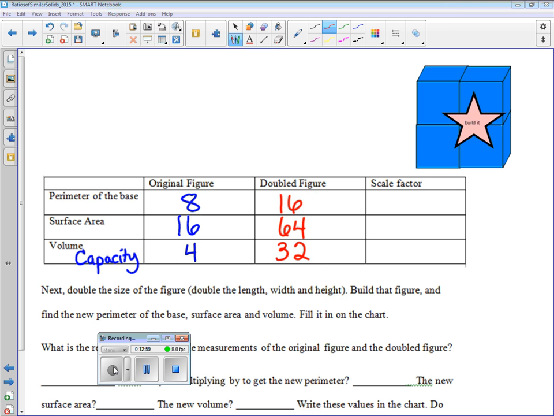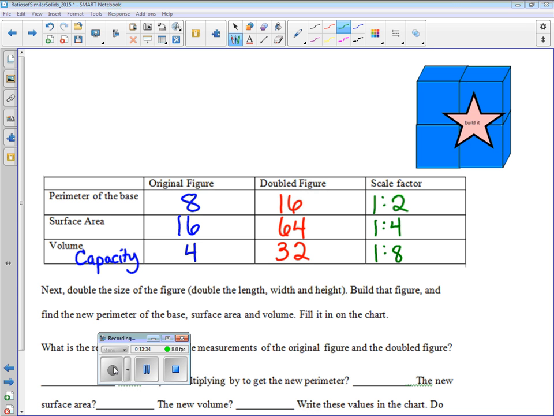All right. And we literally just counted the blocks to be able to answer that, correct? We can do much more than that, most of us. Now, to get our scale factor, from the original figure to the double figure, it'd be 8 is to 16, and we'll just reduce that, and that would just be 1 to 2. Okay, I agree. And then the surface area, the scale factor would be 16 to 64, but that reduces to 1 to 4. Good. And then 4 to 32 would reduce to be 1 to 8.